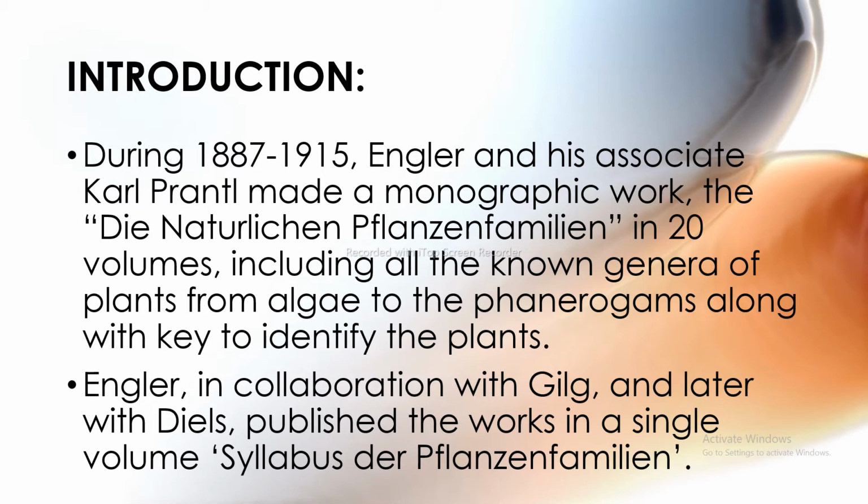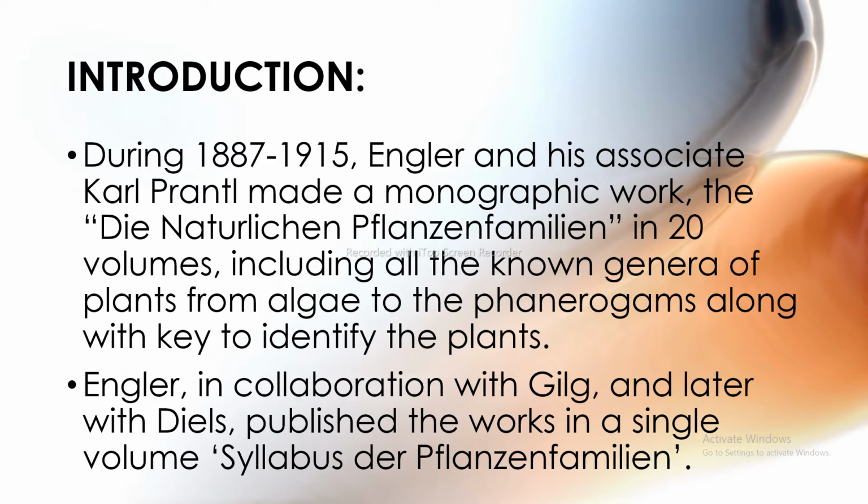During 1887 to 1915, Engler and his associate Karl Prantl made a monographic work, Die Natürlichen Pflanzenfamilien, in 20 volumes including all the known genera of plants from algae to the phanerogams, along with keys to identify the plants.